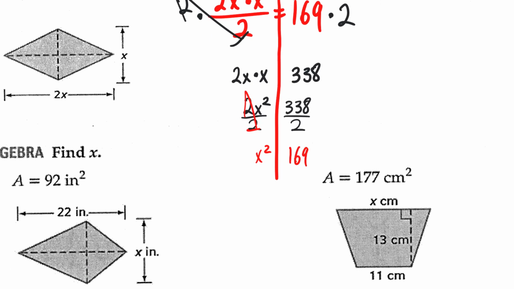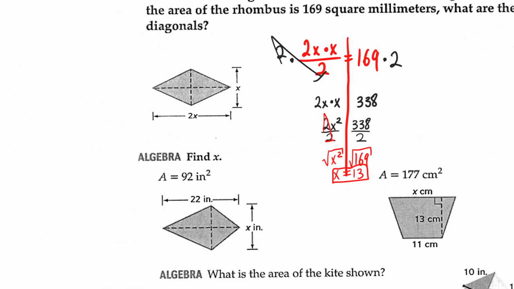169. Which, we could have done this in way fewer steps, but we're good. We're still getting the same answer. So how are we going to get rid of this squared? Square root both sides. And x equals 13. Then if x equals 13, how long is this diagonal? 26, and this one's 13.